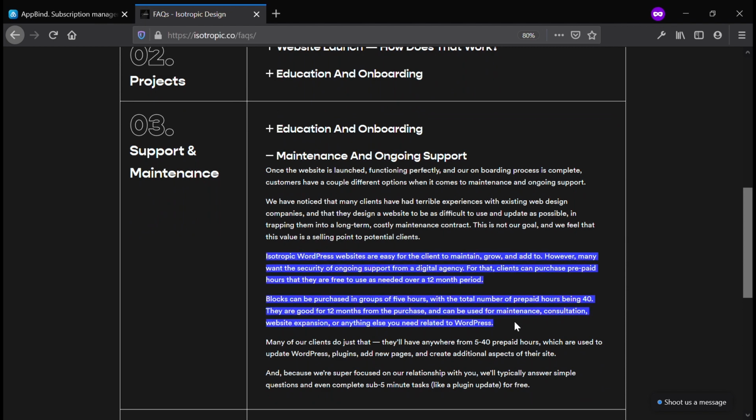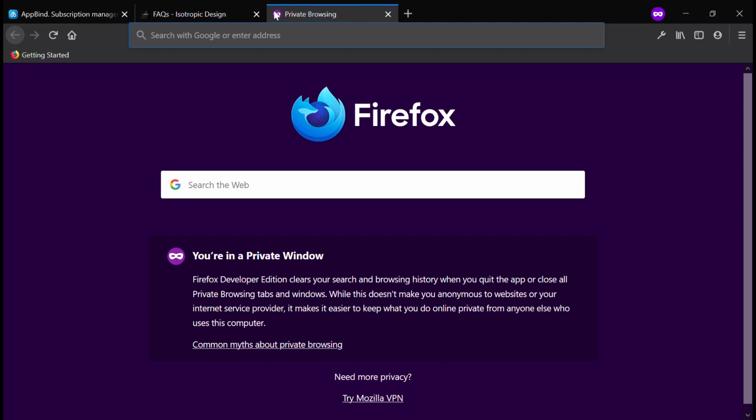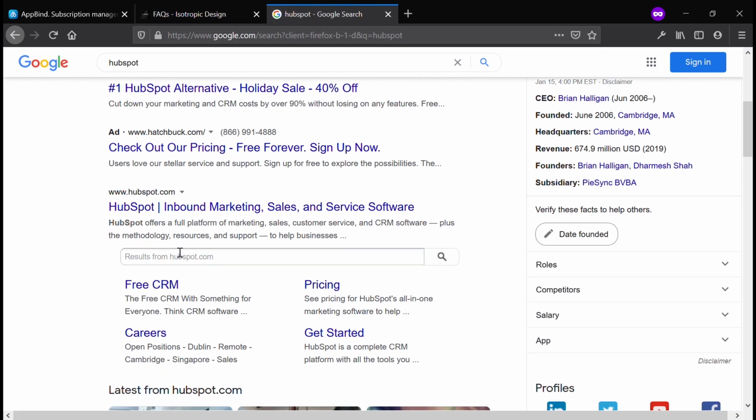They would hold those hours. They're good for 12 months since the purchase date. And at any point when they want to use them for whatever the case may be, they can use those maintenance hours when they need to. That's how we do that. But then also there are software as a service subscriptions that are necessary costs that will not be able to expire, or else the website will stop working.